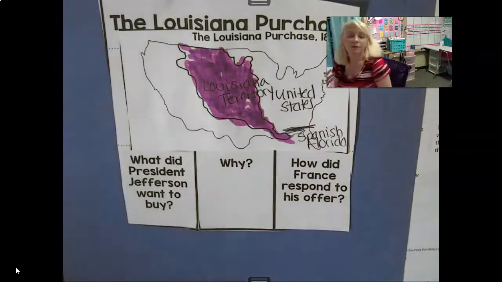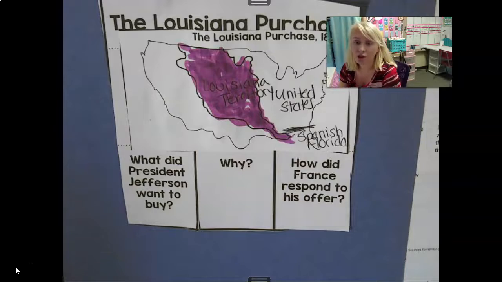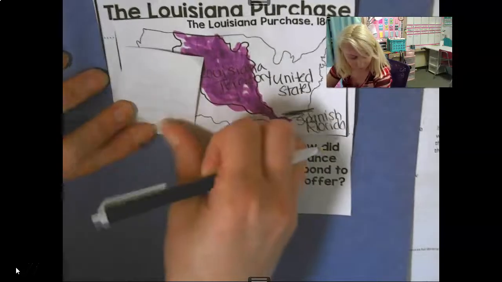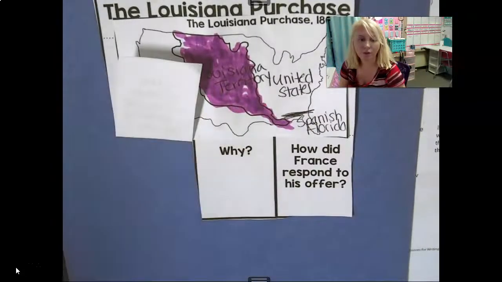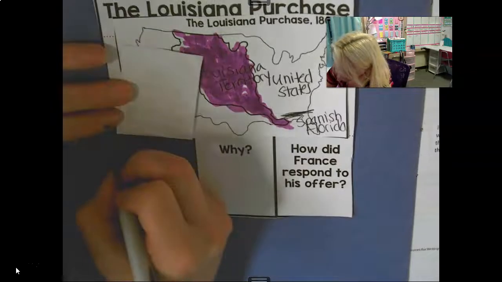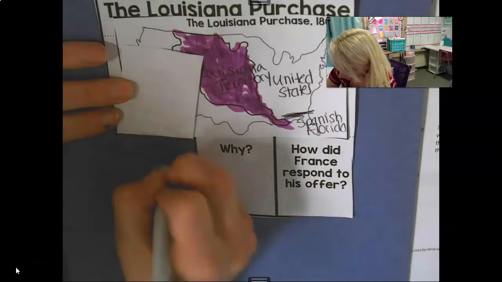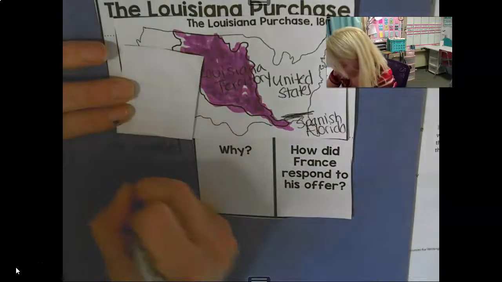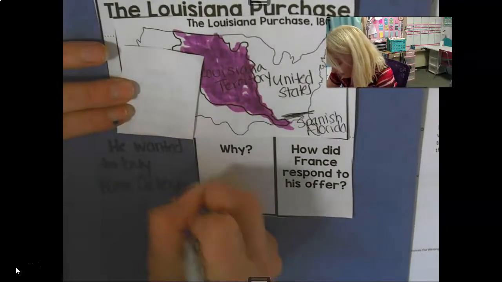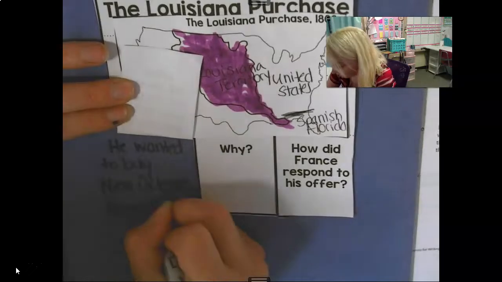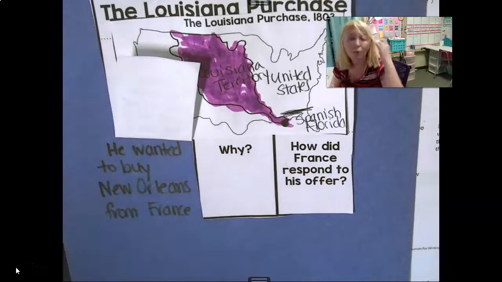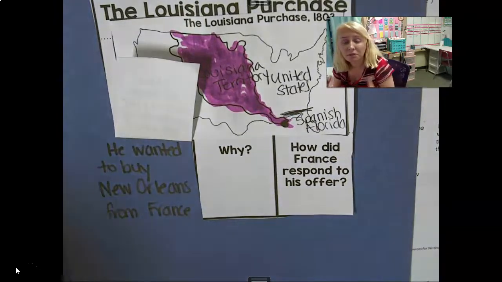All right. This purchase was done by President Thomas Jefferson, our third president. And what did he want to buy? Let me write in marker so it's nice and dark. He wanted to buy specifically the city of New Orleans from France. And that was part of this Louisiana Territory down in this area here. That port is really what Thomas Jefferson wanted, but he was cool with the whole thing.